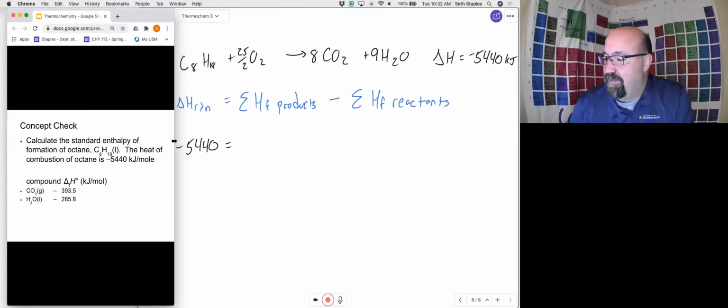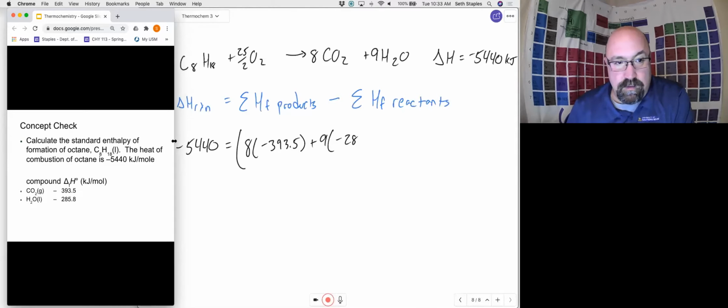So the delta H of this reaction is negative 5440. Now let's start looking at the delta HF of our products. We have 8 carbon dioxides. We look on our table. We see negative 393.5 for the formation of carbon dioxide. And we're going to add in our water. We have 9 waters, at negative 285.8. So there's the delta HF of our products.